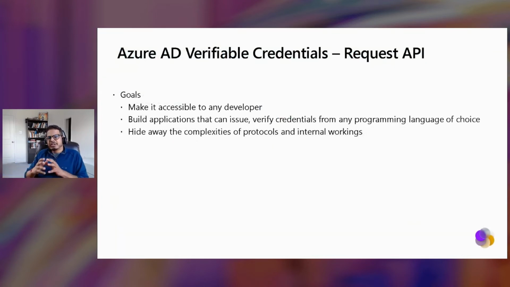So with our API, right, what's our real goal? The key goal here is, obviously, as I said, we want to democratize the whole concept of verifiable credentials and help the developers build applications that can issue and verify credentials from any programming language of choice, whether it's .NET, Node, or JavaScript, your choice. And we want to hide all the complexities of the protocol and the internal workings.